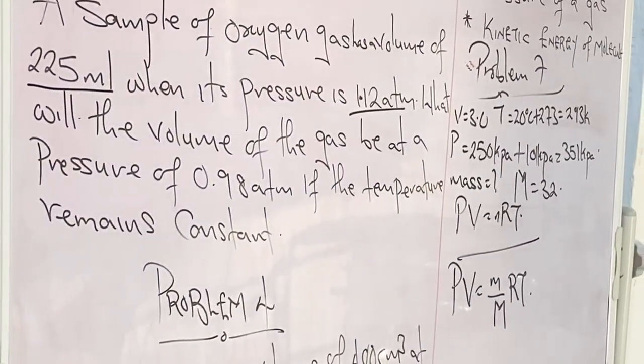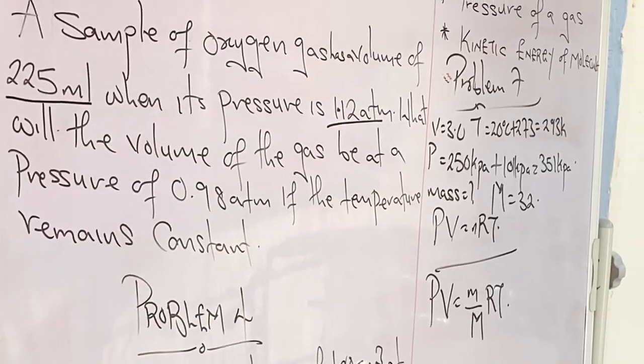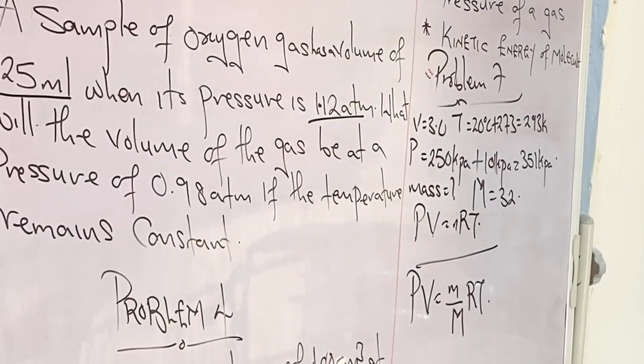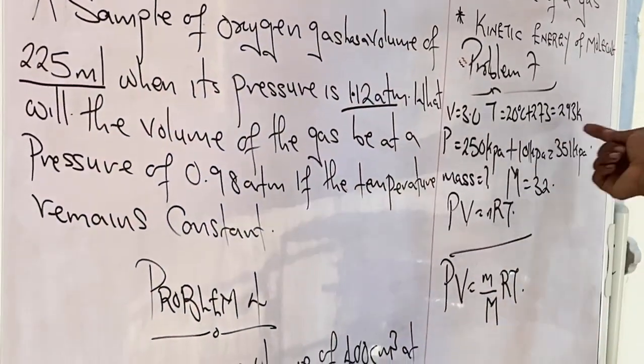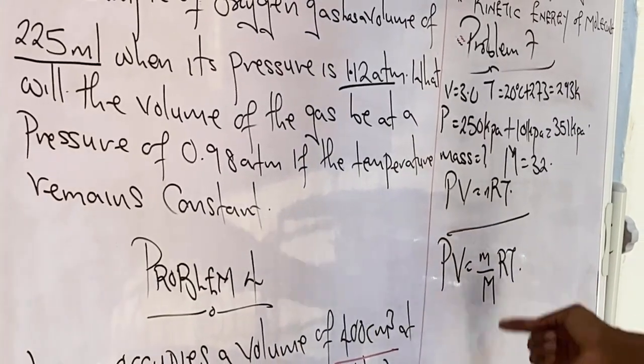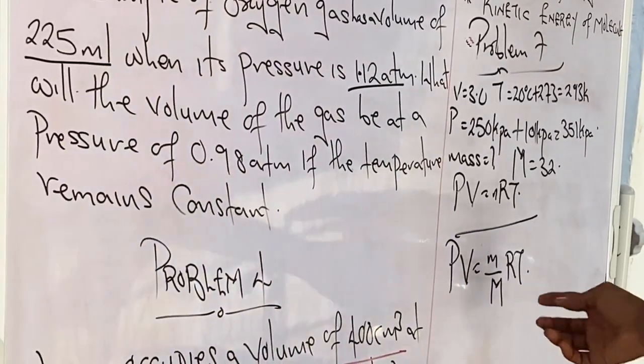Can you see how simple things can become? Very direct, non-complex, very simple, very easy. So we are looking for the mass. We know our T is already given to us as 293. Our R is here now.